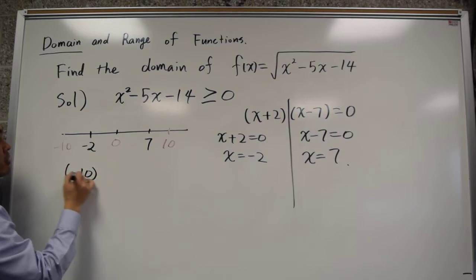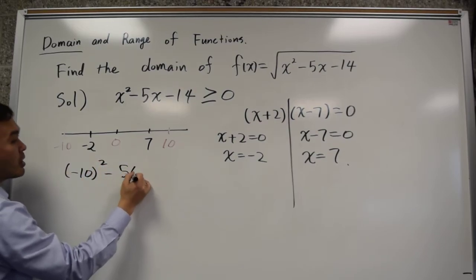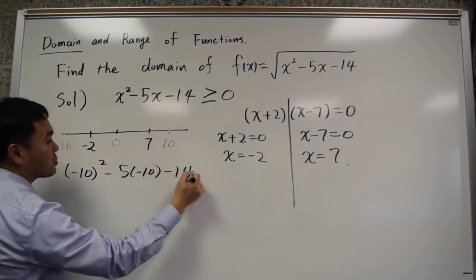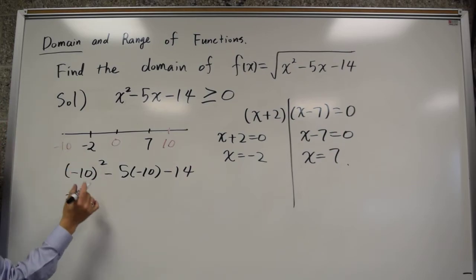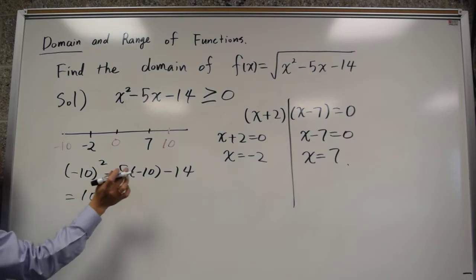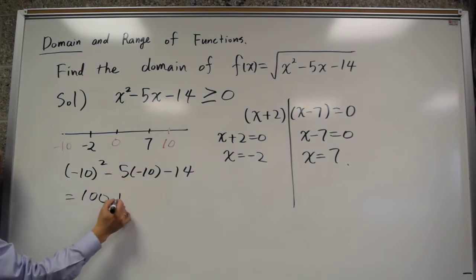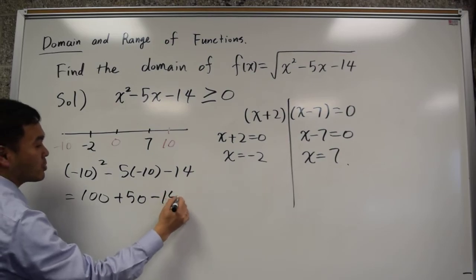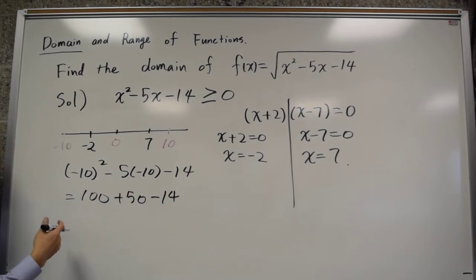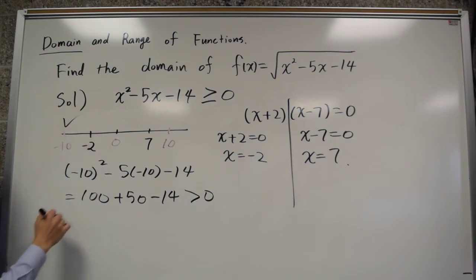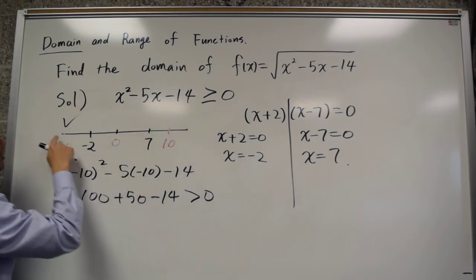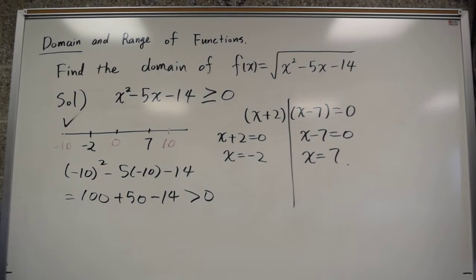Negative 10 squared minus 5 times negative 10 minus 14. Negative 10 squared is positive 100. Negative 5 times negative 10 is positive 50, minus 14. I don't care about the exact value. I can just judge whether this is positive or negative. Is this positive or negative? Positive. It's already positive. Since we're looking for something that's positive, it's going to be good here. So put a check mark there.